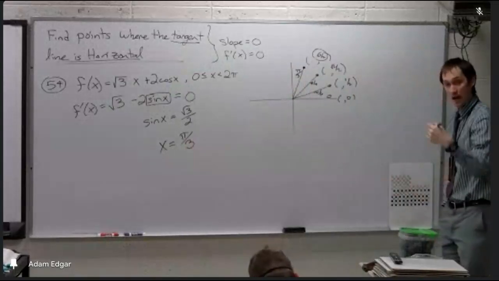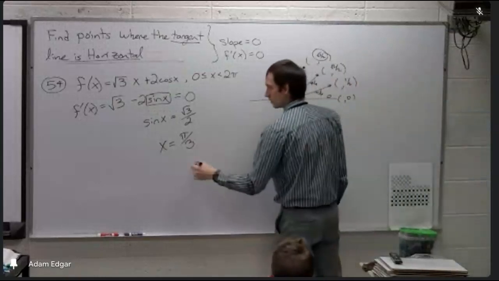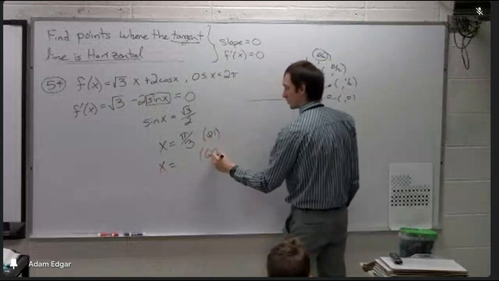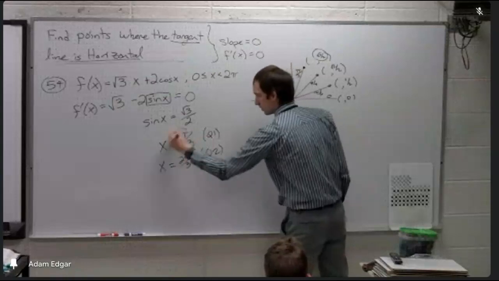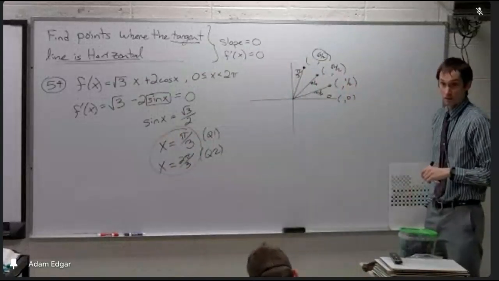Now that's just quadrant 1. Where else besides quadrant 1 is sine positive? Quadrant 2. And what's our quadrant 2 version of pi thirds? 2 pi thirds. Ta-da! Are we done? No. Hey, good. Why not?